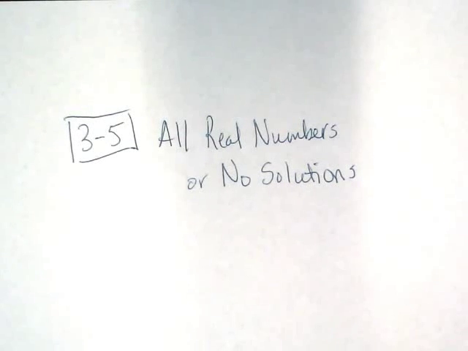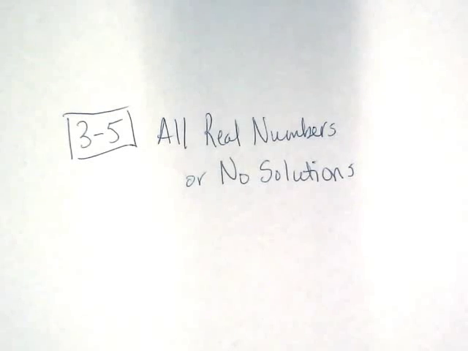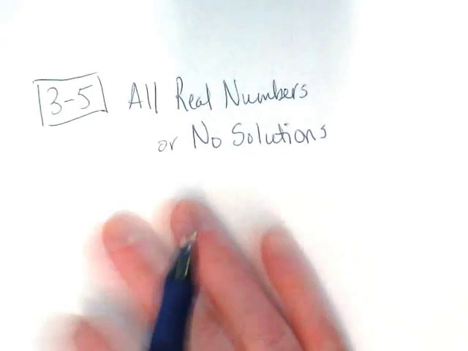Picture a number line. If all real numbers were possible answers, you would have a line crossing what? Everything. And if no solutions are possible, is there anything on the number line you'd be able to graph? Okay, so let's take a look at what that would look like. Here is an example.